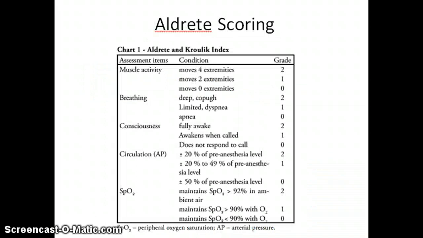The last thing I want to talk about, and you need to be aware of this, is the Aldrete scoring. This is how our patients are decided upon for discharge from the PACU. They have to have a minimum score of about 6 prior to leaving the PACU. It looks at how they can move, how they're breathing, whether they're fully awake, and then watching their pulse ox and blood pressures. I will stop here and we will finish up with one more brief segment on postoperative care.